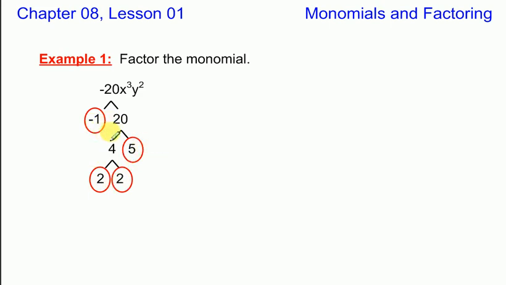I'm going to list these in order from least to greatest. So I'm going to start with -1 times 2 times 2 times 5. Okay, so -1 times 2 times 2 times 5. And now I want to factor out the variables. X to the third means x times x times x, and y squared means y times y. So that is in factored form.